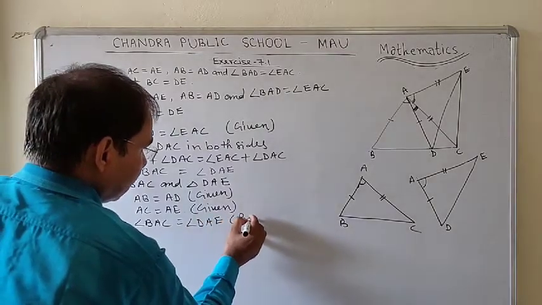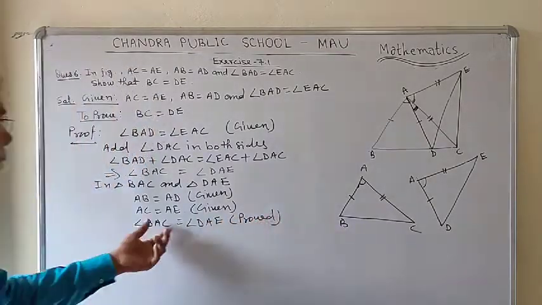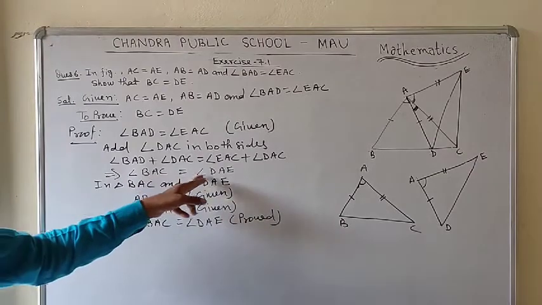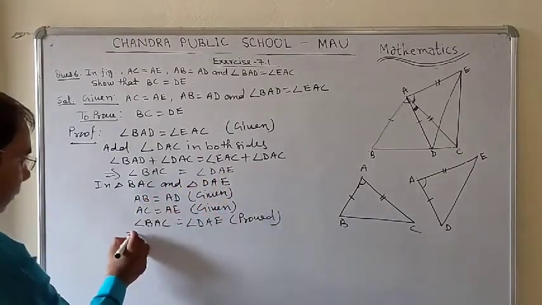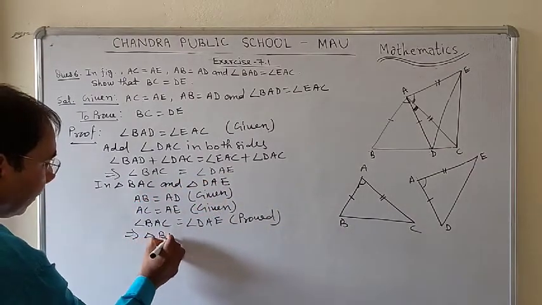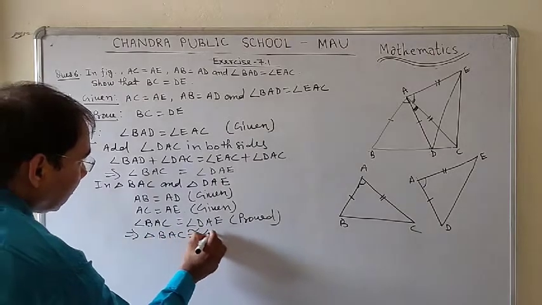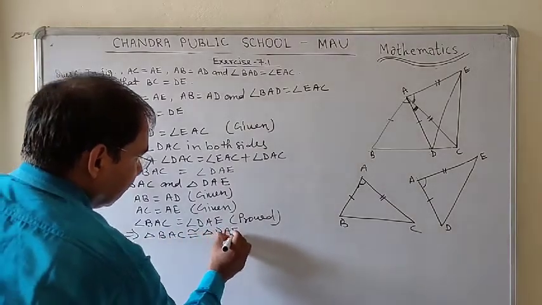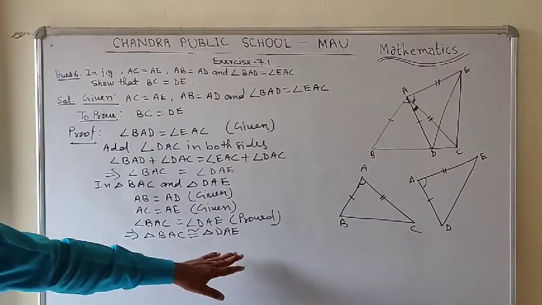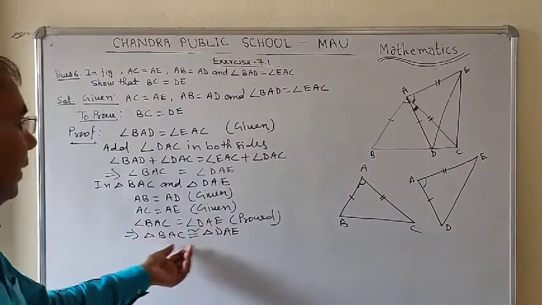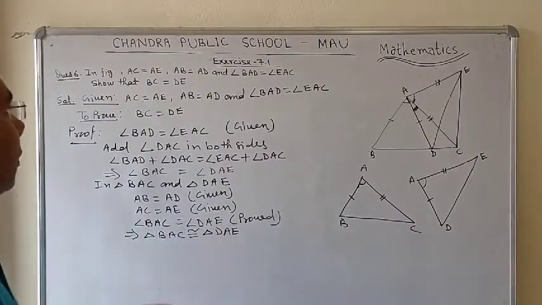Here we have proved that angle BAC equals angle DAE. It shows that triangle BAC is congruent to triangle DAE. It means that both the triangles are congruent. Triangle BAC and triangle DAE are congruent.